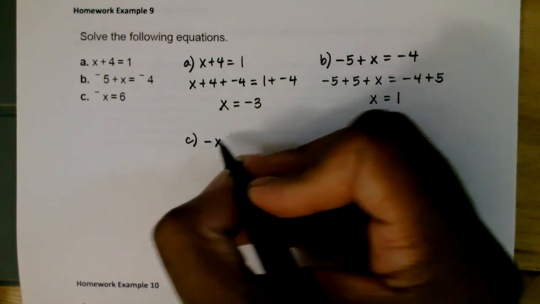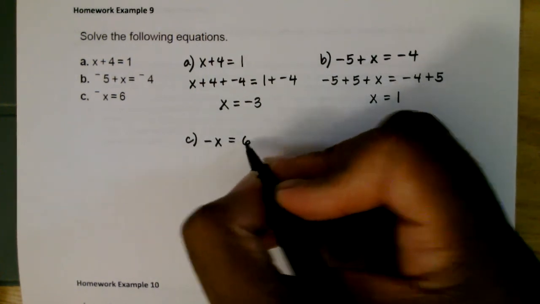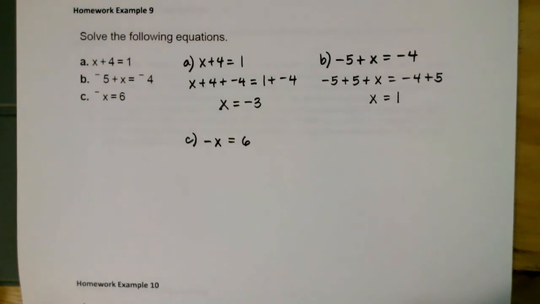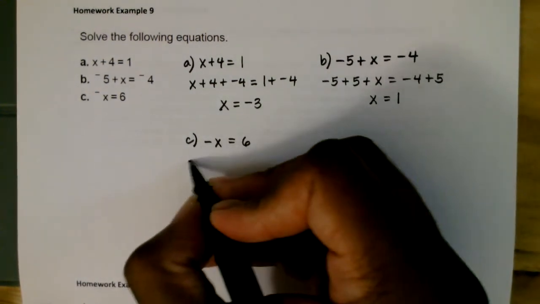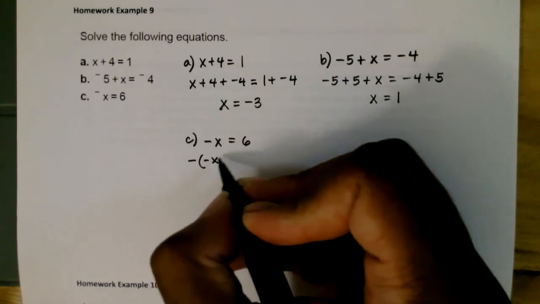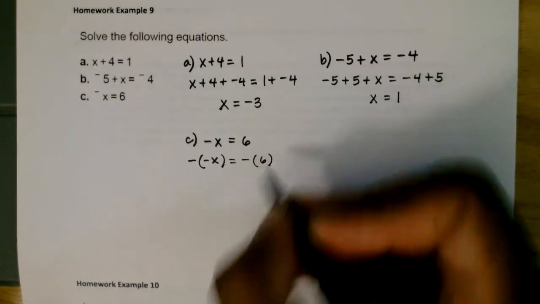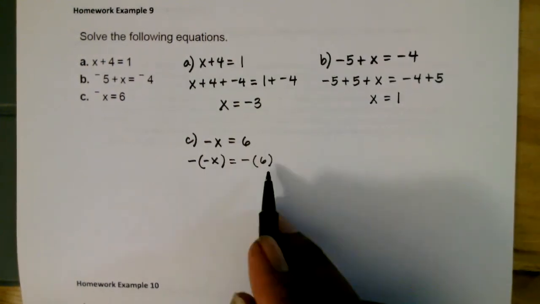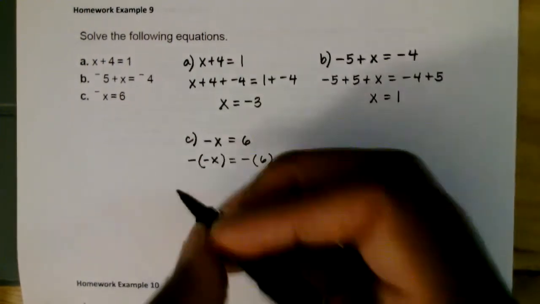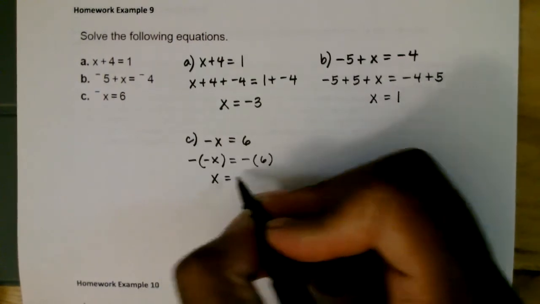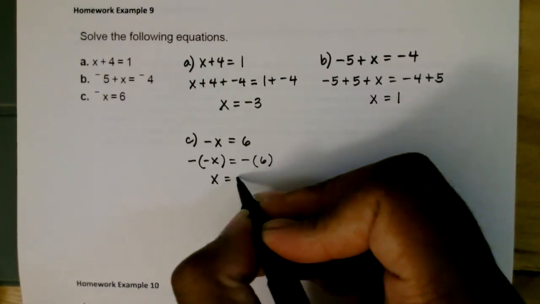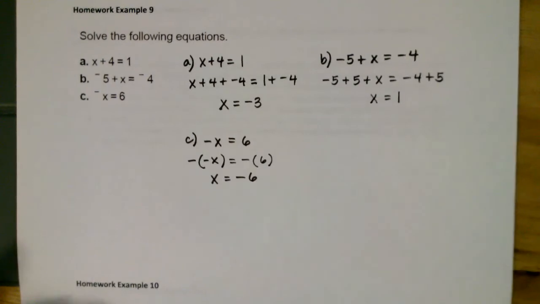Part C, negative x equals 6. And let's say I want to solve for x. Well, let's take the opposite on both sides since I got the negative sign in front of the x. I'm just taking the opposite on both sides. The opposite of negative x is x, and the opposite of 6 will be negative 6. So that means x is equal to negative 6.